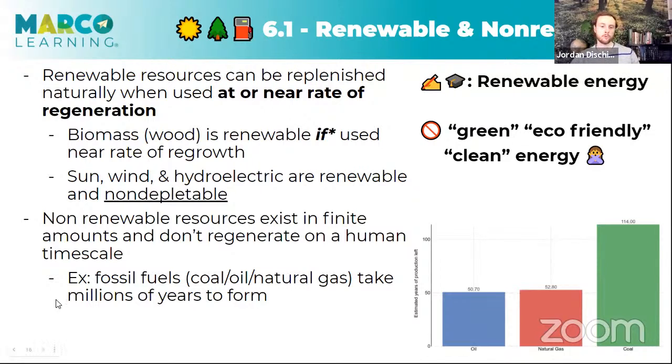Okay, very quickly before we go on, non-renewables just mean they exist in a finite amount. So they are not going to regenerate on a human timescale. So there's limited amounts of them left. And we can see here the number of years left of different fuels. And that's because they take millions of years to reform. So we're not going to get more oil returning to the ground on a human timescale.